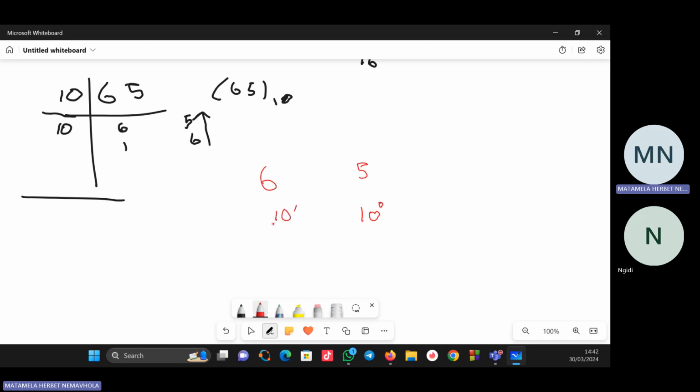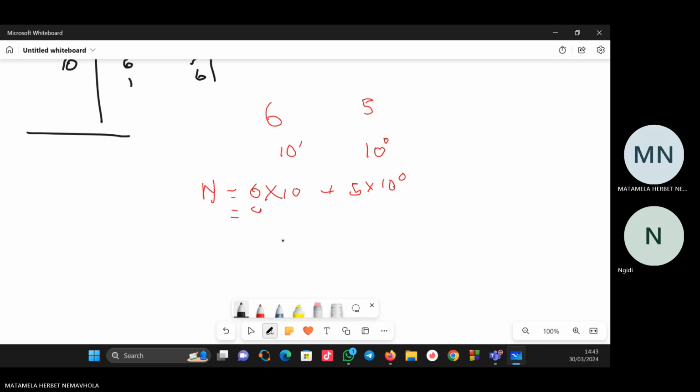So what should you do in order to get this number? You say it's 10 to the power 1 times 6, 6 multiplied by 10, which gives you 60, plus 5 multiplied by 10 to the power 0, which is 1. When you use your calculator, you will see that you're going to get 65.